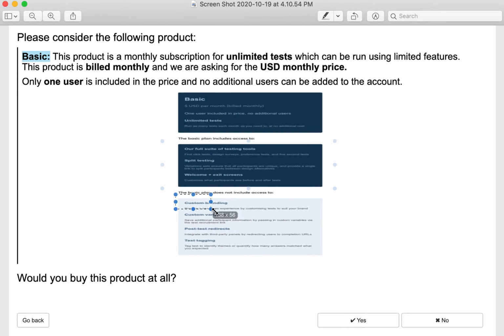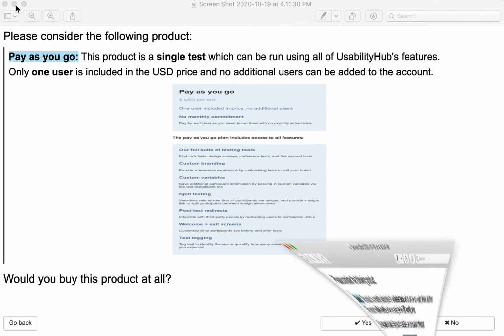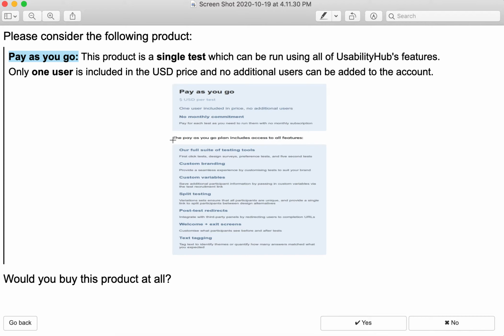Which means, are these features useful to people? Are people using these features? Are they eyeing these features? Let's look here. This was the pro. I want to see the pay-as-you-go. And the pay-as-you-go plan includes access to all features.